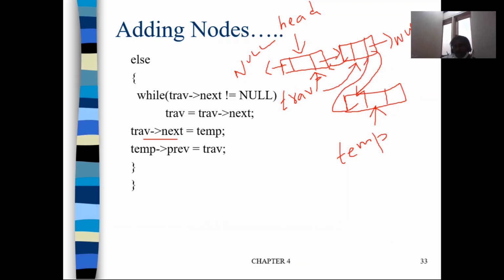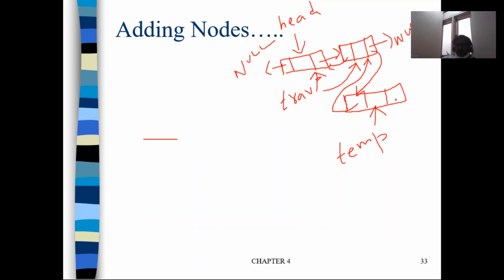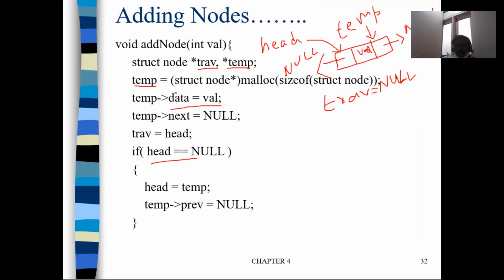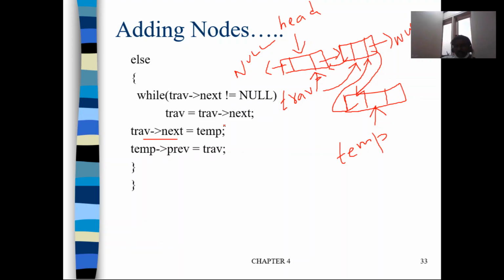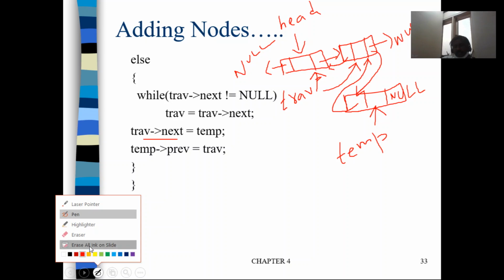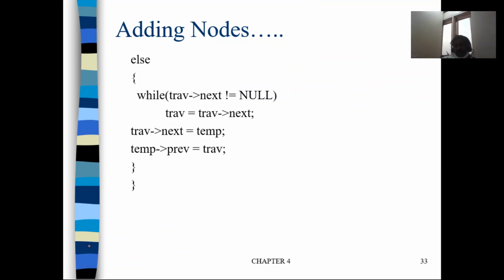Temp's next is already null. You can go back here and check. Whenever we create a new node, we make its next null, because we are always adding new nodes at the last. So while creating it, you can make its next null. This is how we add a new node to a doubly linked list.